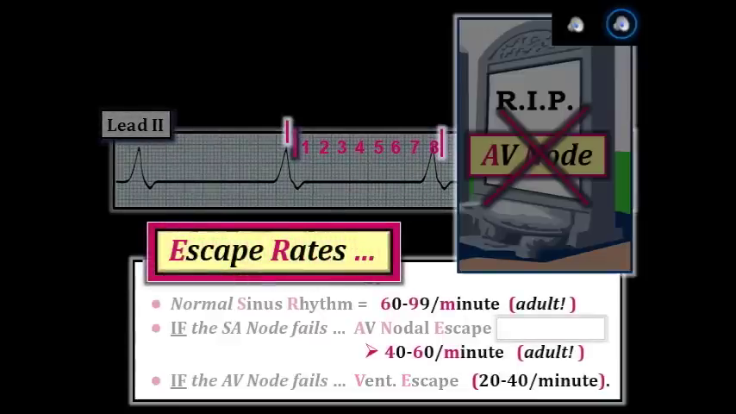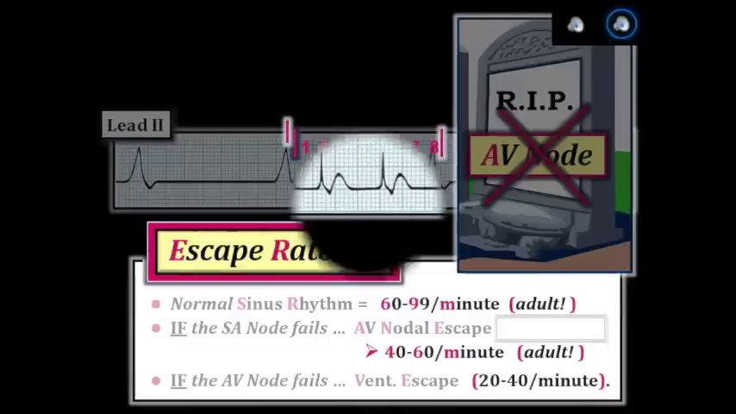Fortunately, they are easy to recall. We know the rate range for sinus rhythm, which is 60 to 99 per minute. The rate range for ventricular and AV nodal escape is stepwise with respect to the sinus rate range. That is 40 to 60 per minute for AV nodal escape and 20 to 40 per minute as the typical rate range for an idioventricular escape rhythm.